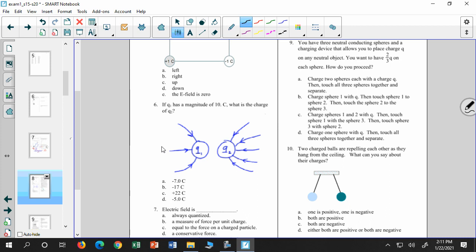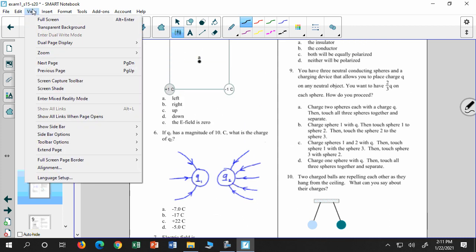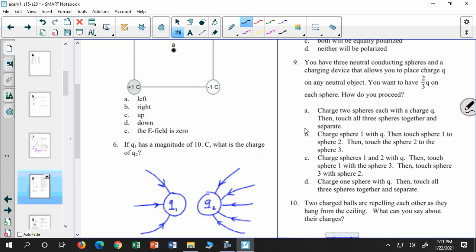That's electric fields. Number 9. I was working with a student earlier on number 9. Let's look at it. You have 3 neutral conducting spheres and a charging device that allows you to place charge Q on any neutral object. You want to have 2/3 Q on each sphere. How do you proceed?